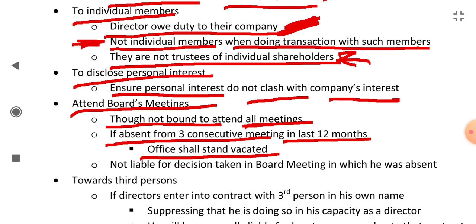Okay. If he is absent from 3 consecutive meetings in the last 12 months, then his office will stand vacated, he will be removed. Not liable for decisions taken in a board meeting in which he is absent. Suppose he is absent in any board meeting, and if any decision is taken in that meeting, then he will not be liable for that decision.